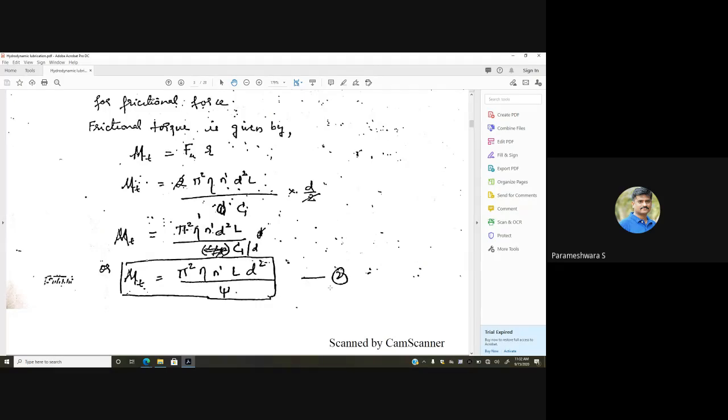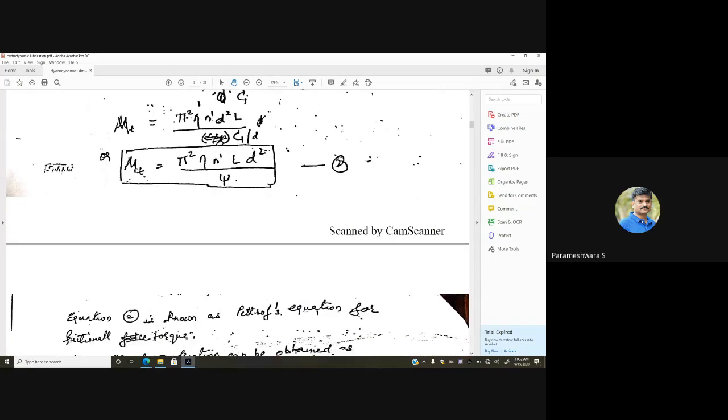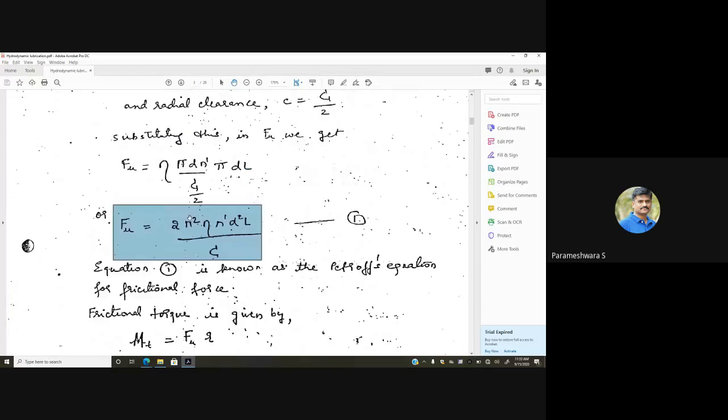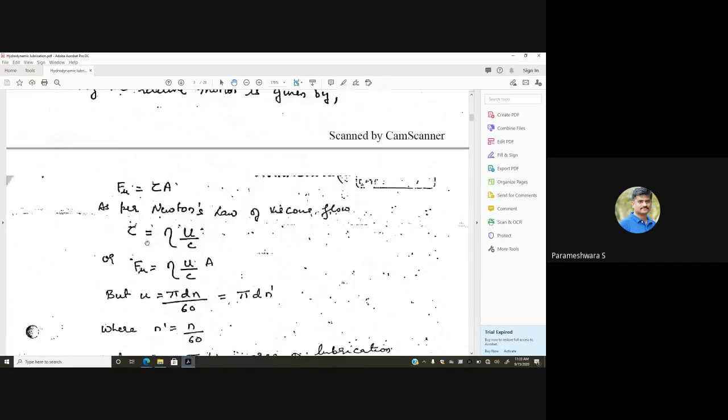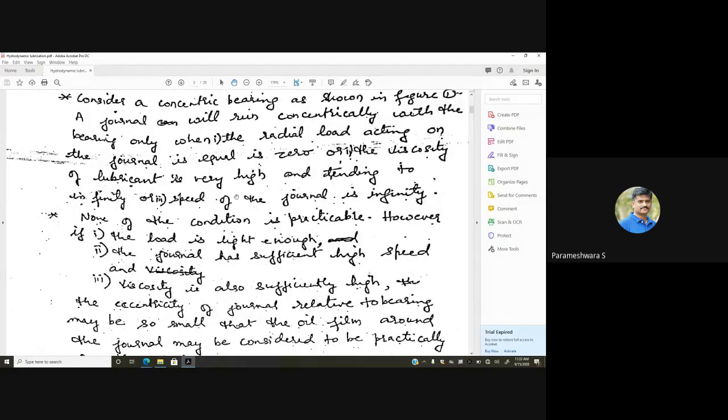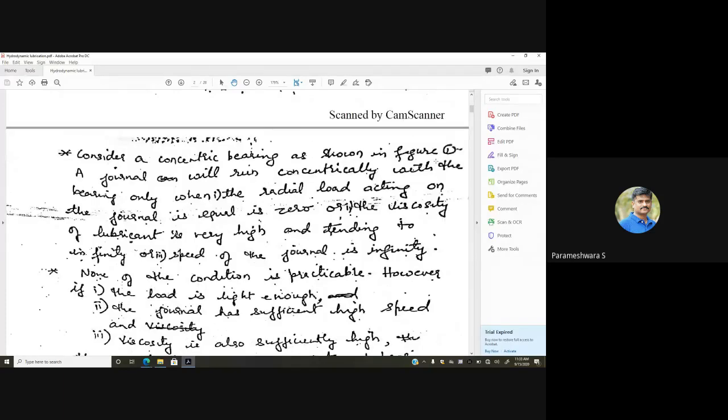You call this equation number 2, and this equation number 2 is known as Petrov's equation for frictional torque. In the examination, you may get a question: derive Petrov's equation for frictional torque. You cannot just simply say frictional torque is given by F mu into R. You have to derive the equation for frictional force first. So for this derivation, you have to state the condition for concentric running, stating the limitations of concentric running and how it can be overcome.